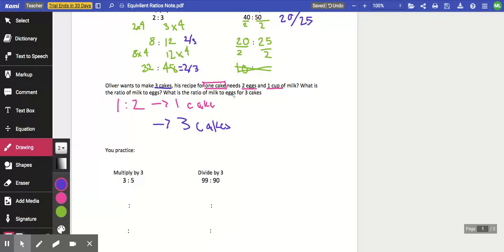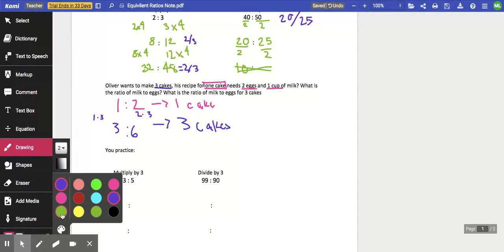To do this, you're going to do exactly what we did up here. We have 1, we need to know 3. So you're going to take both sides and multiply by 3. So you're going to do 1 times 3 and 2 times 3. And we get a new ratio. For milk, we'll need 3 cups of milk, and for eggs, 2 times 3, we'll need 6 eggs.